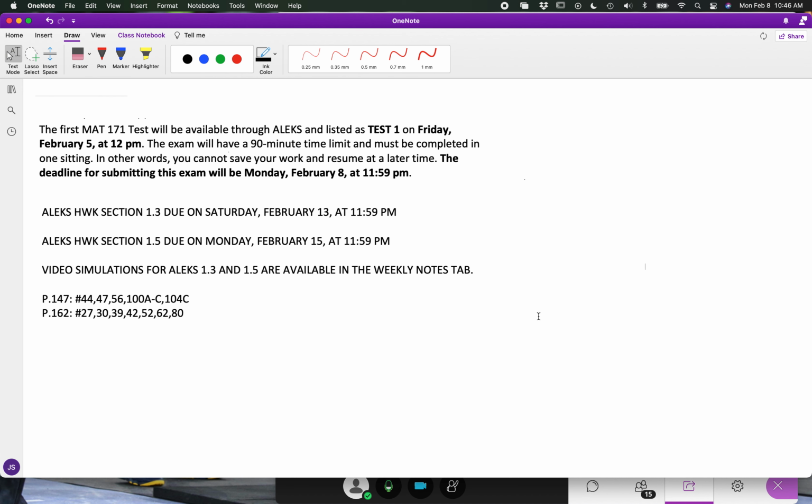And I do have video simulations for those sections available in the weekly notes tab, and items to be looking into regarding the functions and functional values, as well as the domain. Be looking into numbers 44, 47, 56, 100 parts A through C, as well as 104C from page 147. And from page 162, you can be looking into numbers 27, 30, 39, 42, 52, 62, and also number 8. And if there are any questions, I will stick around for the next few moments.